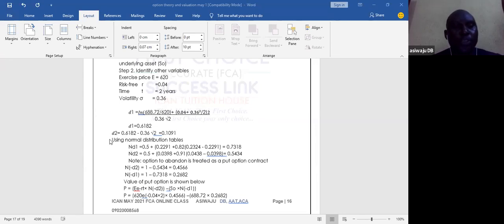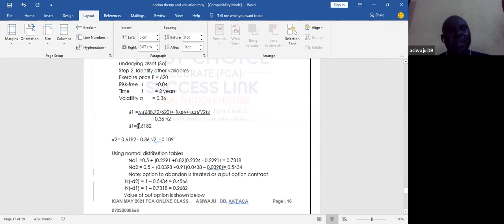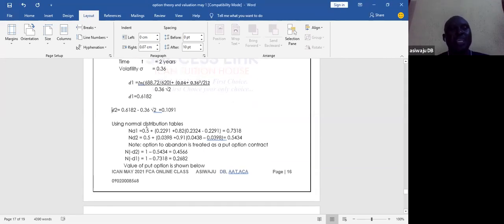Now, as soon as you have completed your D1 and D2, you proceed to compute ND1 and ND2 using your normal distribution table. Look at our D1. We have 0.6182. What do I say? Once you have a positive figure, you introduce 0.5 plus.